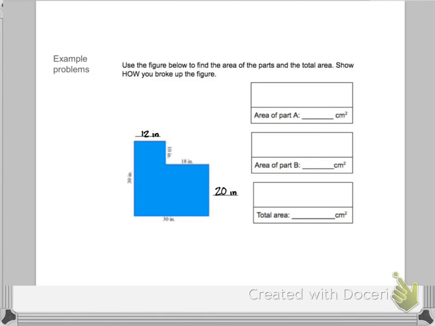Again, it's asking us the same question. Use the figure below to find the area of the parts and the total area. Show how you broke up the figure. In looking at this figure, I could break it so that I had a long rectangle A and a rectangle B. Or I could break it so I had a little A and a larger B. This time, I'm going to choose to break it this way, and I'm going to have A and B.